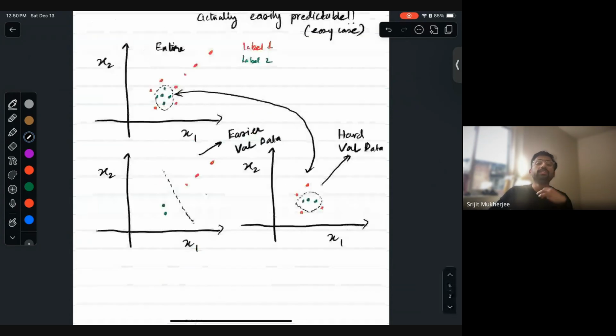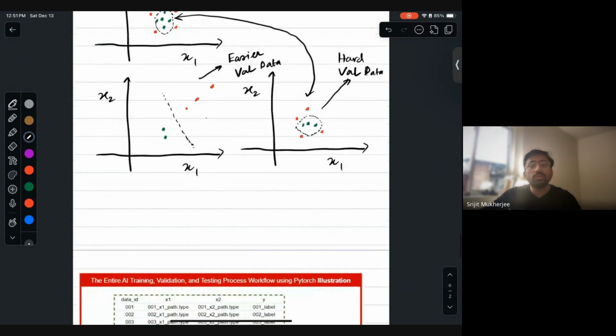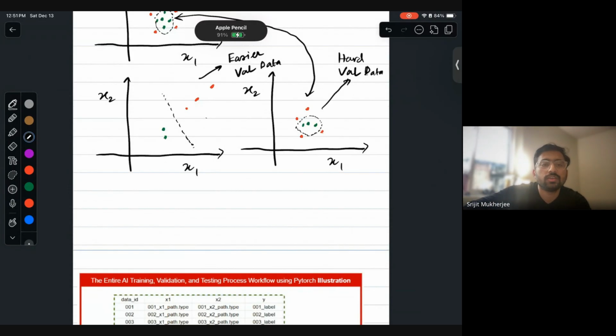So the question is how to deal with this. What we do is something called cross validation. It's very simple, very intuitive. So let me pull that up.